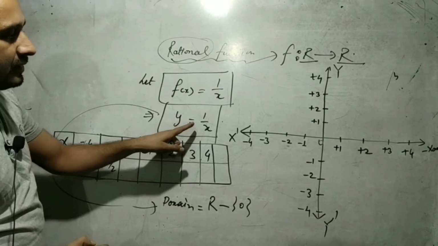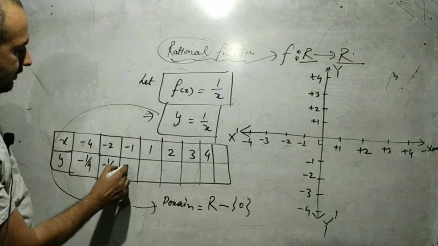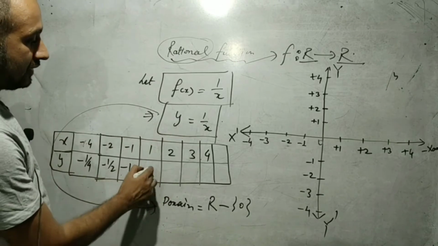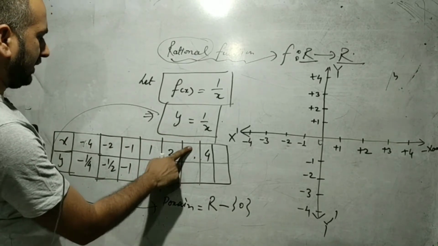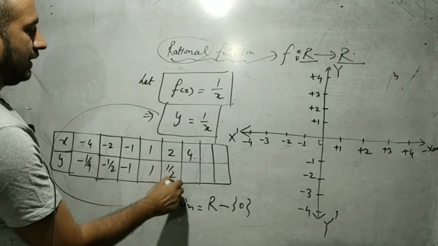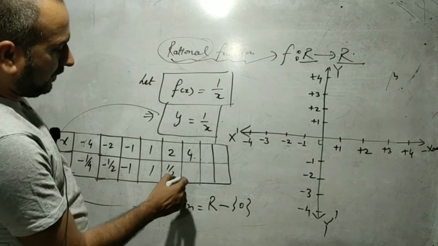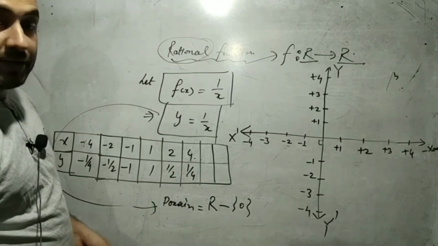When x is minus 1, what is the value of y? y is minus 1. When x is 1, y is also 1. When x is 2, y is 1 upon 2. And when x is 4, it will give you 1 upon 4. Is it clear, students? Any issue?